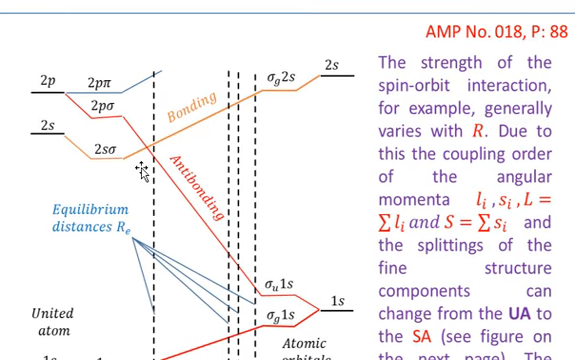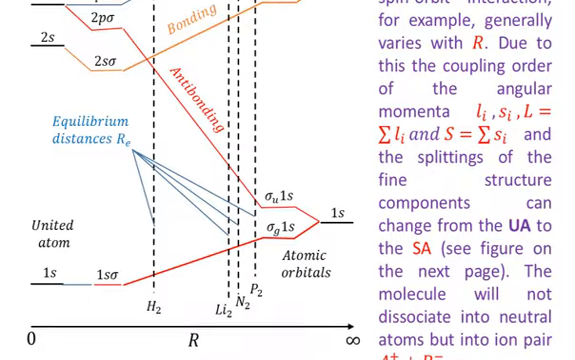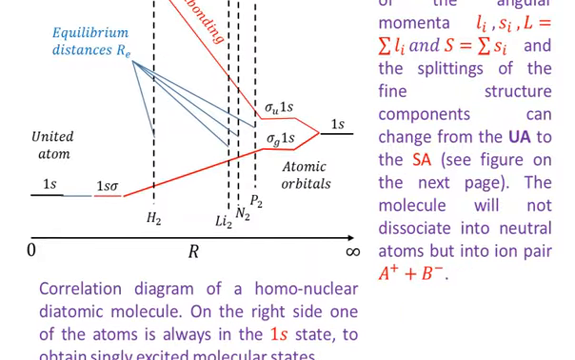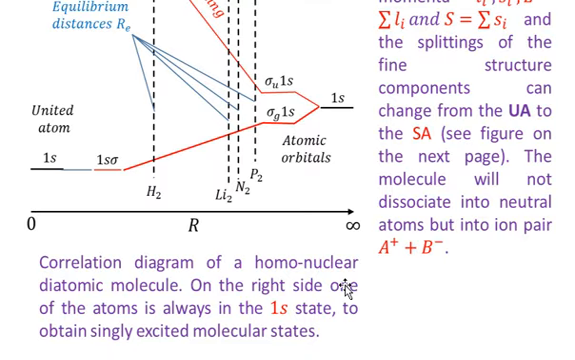I have also correlated the atomic levels with the bonding molecular states, and the atomic levels with the anti-bonding molecular states have also been shown with the values. And the equilibrium separation distance, the RE, for the different molecules is also shown. So this is the correlation diagram of a homonuclear diatomic molecule.